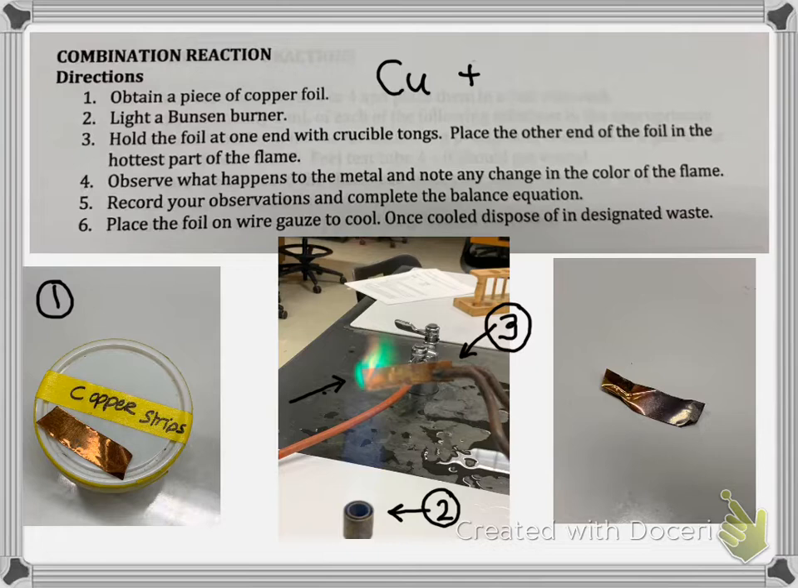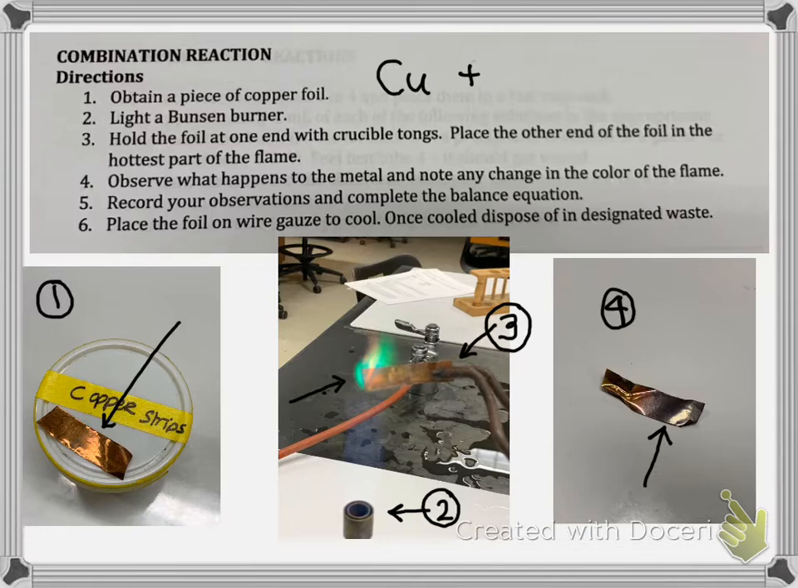And then afterwards, these are our observations. Afterwards, you can see this is where the copper was in the flame. It's dull, and it turned kind of a dark grayish color, comparing it to where we started. So you need to record the observations that you see in the pictures.